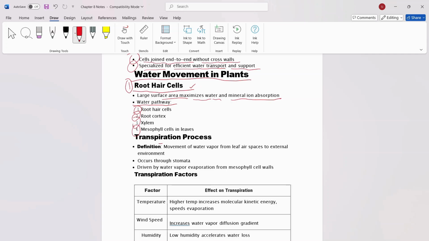Now let's talk about the transpiration process. Definition: movement of water vapor from leaf air spaces to the external environment. It occurs through stomata, driven by water vapor evaporation from the mesophyll cell wall.